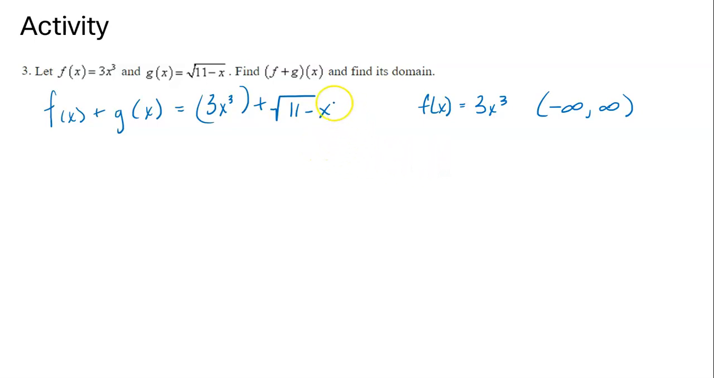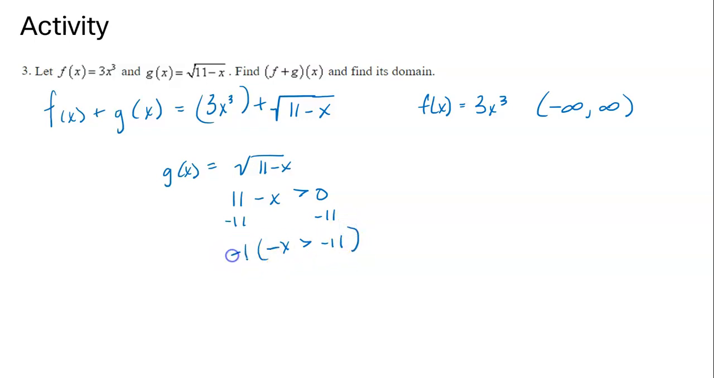Now we have to look at the domain for g of x. So I know that 11 minus x has to be greater than 0. So I subtract 11, and I get negative x is greater than negative 11. And if I multiply the whole thing by negative 1, I get x, but I flip this to 11. So the domain is that it can be negative infinity all the way up to and including 11, and this is my domain.